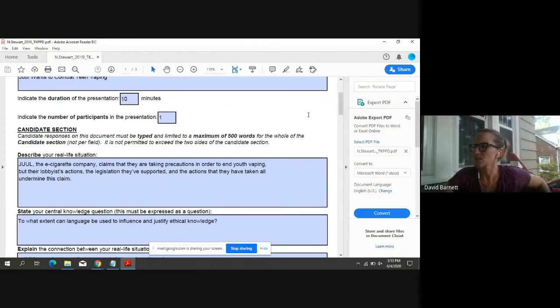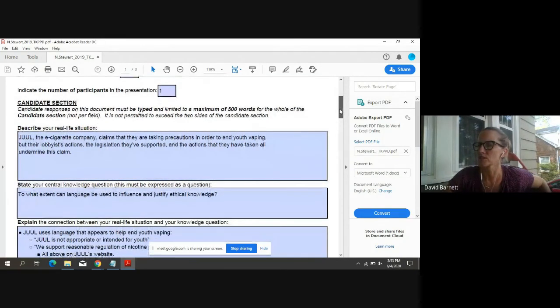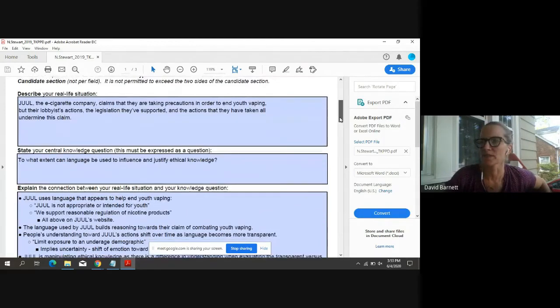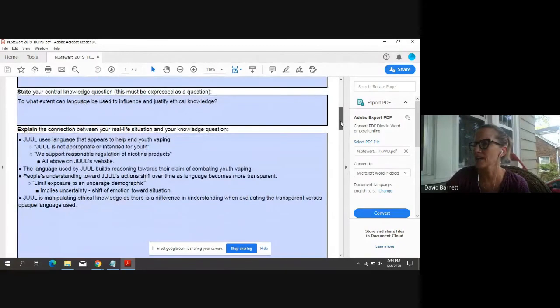So in this presentation form that we submit to IB, the student describes the real life situation. This is about Juul, the e-cigarette company, claiming that they're taking precautions, but their lobbyist actions, the legislation they've supported, and the actions they have taken all undermine this claim. From there, he takes that real life situation and explores his central knowledge question, which is, to what extent can language be used to influence and justify ethical knowledge? Then he goes on to explain the connection.